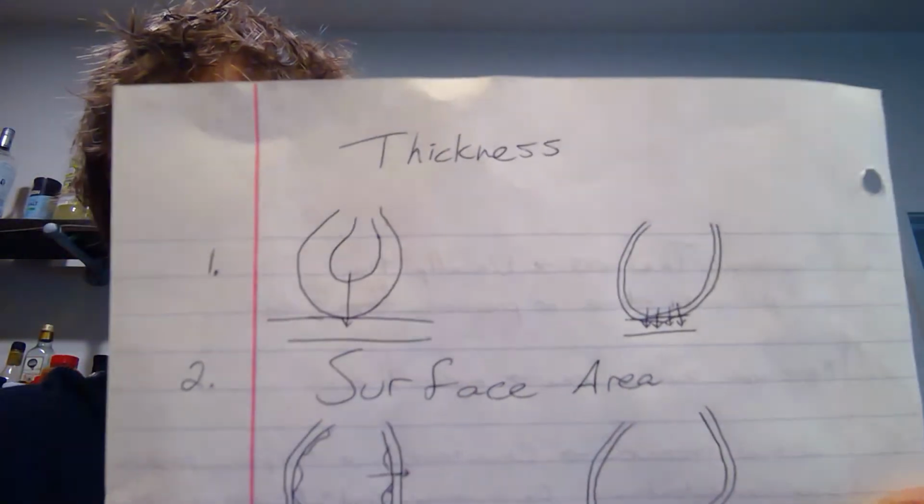Okay, we're going to go over 5 factors that affect oxygen getting into the pulmonary artery circulation from the alveolar sac point of view. We have the thickness of the membrane, surface area of the membrane, partial pressure of oxygen, ventilation perfusion ratio, and then solubility of oxygen into H2O. So the thickness of the membrane.